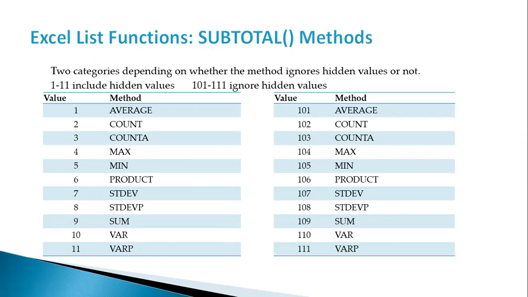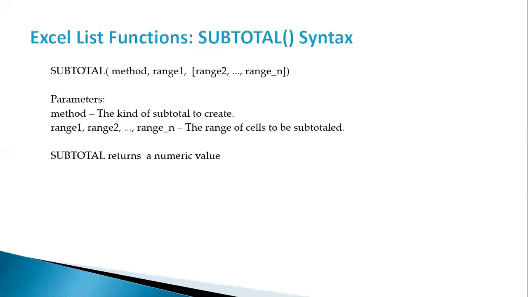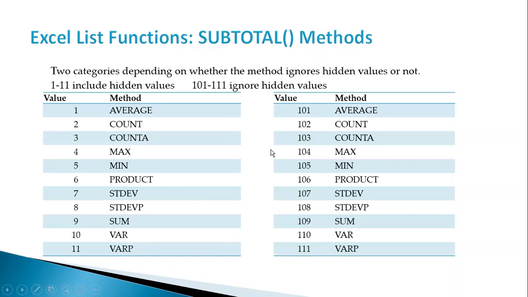Now, the methods that you can use in the first parameter of subtotal are classified into two. You have the ones that run from 1 to 11, and these are methods that will include hidden values. Now remember, you can hide values in your list. So if you want to get the subtotal while including the rows whose values have been hidden, then you'll use either method 1 to 11. And method 1 is average, 2 count, so on until variance.